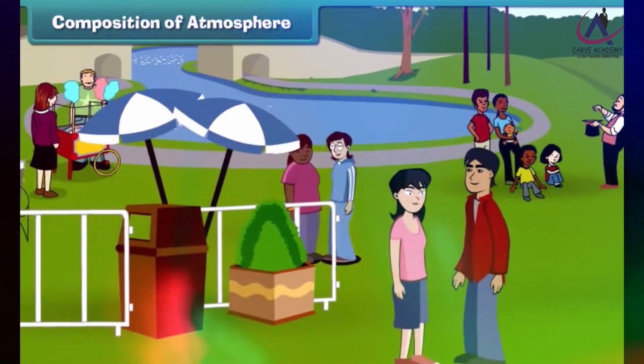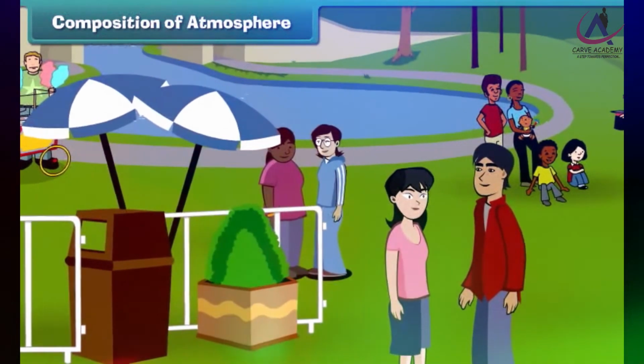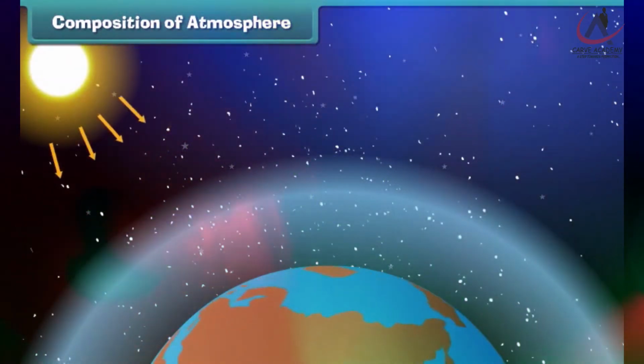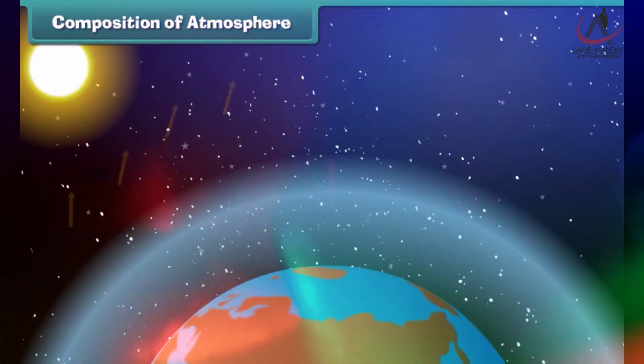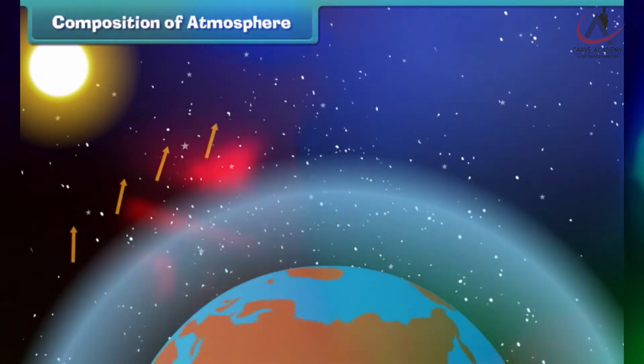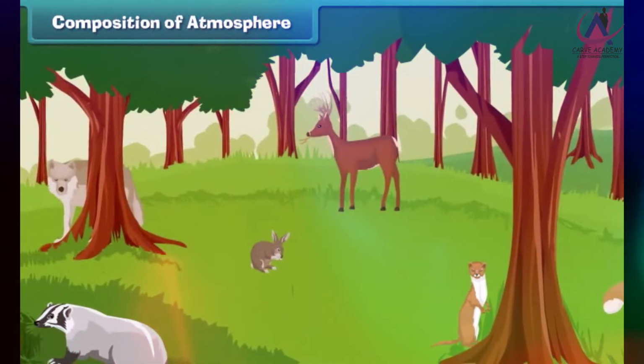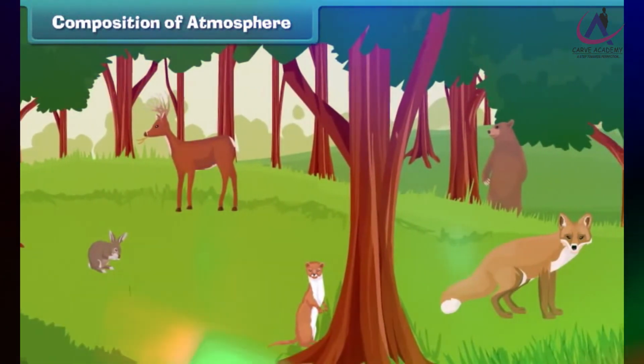Without the atmosphere, we would not be able to live here. It protects us from the dangerous rays coming from the sun and makes Earth a perfect habitat for plants and animals.